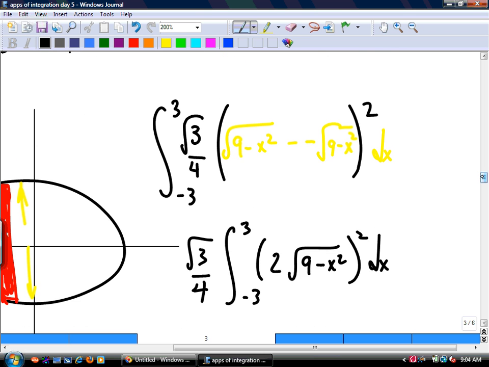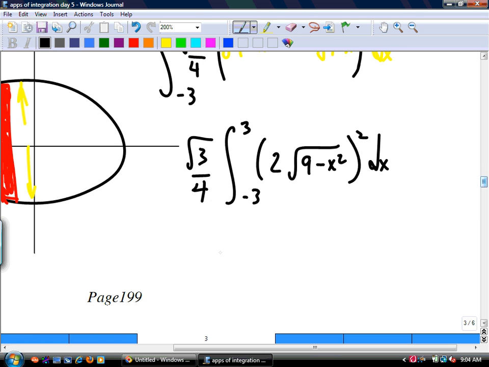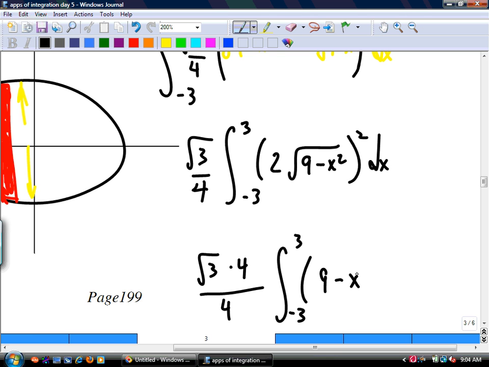Okay. Oh wait, I wasn't finished that. So you square the 2, you get 4. The square and the square root cancel.